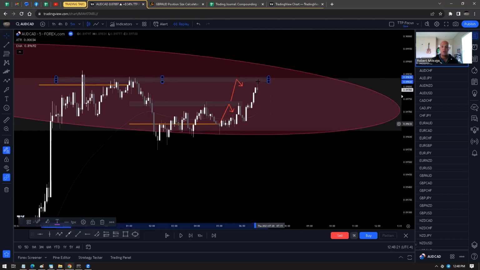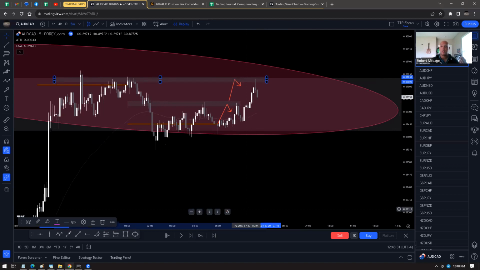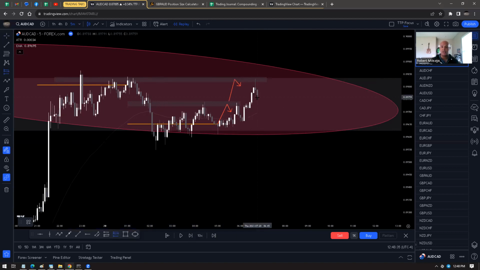Okay, so there we go. Here's a nice little hesitation. We have candles coming up into this zone right here. We have a hesitation. Do I get a lower close? Lower low, lower close. The next candle is a lower low, lower close. So I would be getting into this trade here.